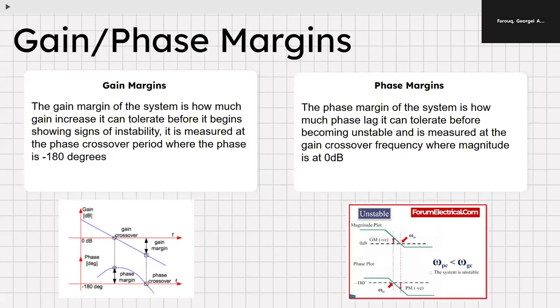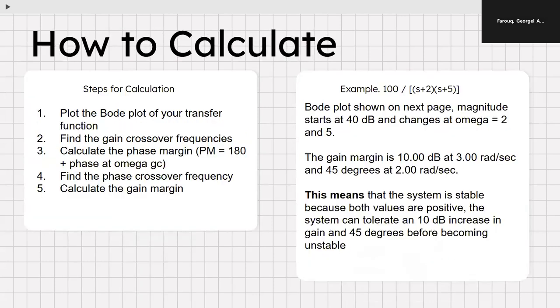So, gain and phase margins. The gain margin of a system is how much gain it can tolerate before it becomes unstable, and it's measured at the phase crossover frequency where the phase is negative 180 degrees. The phase margin of a system is how much phase lag it can tolerate before becoming unstable, and is measured at the gain crossover frequency where the magnitude is at 0 dB.